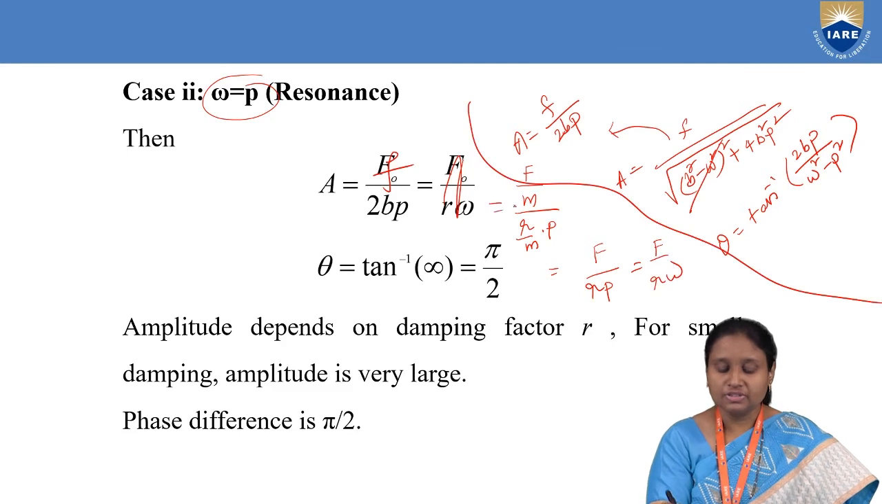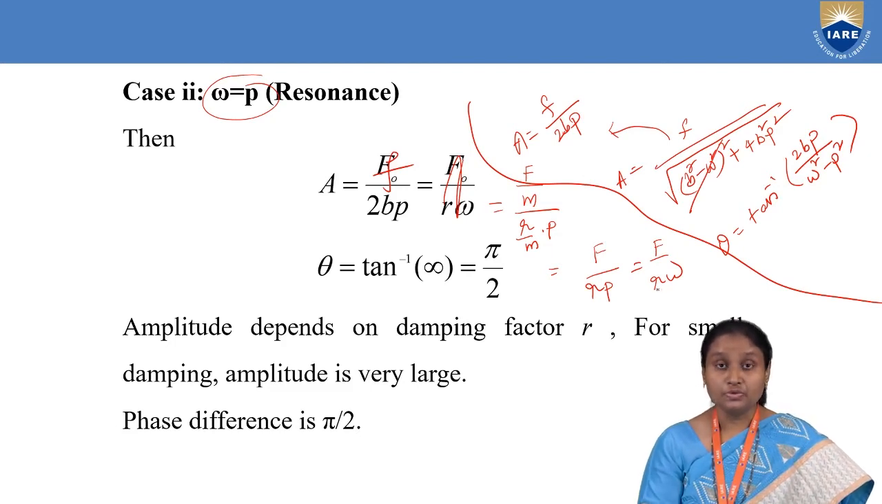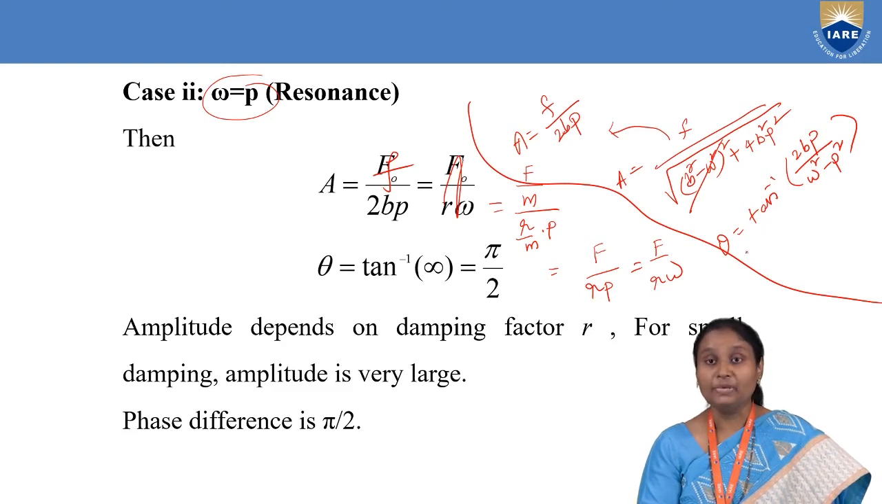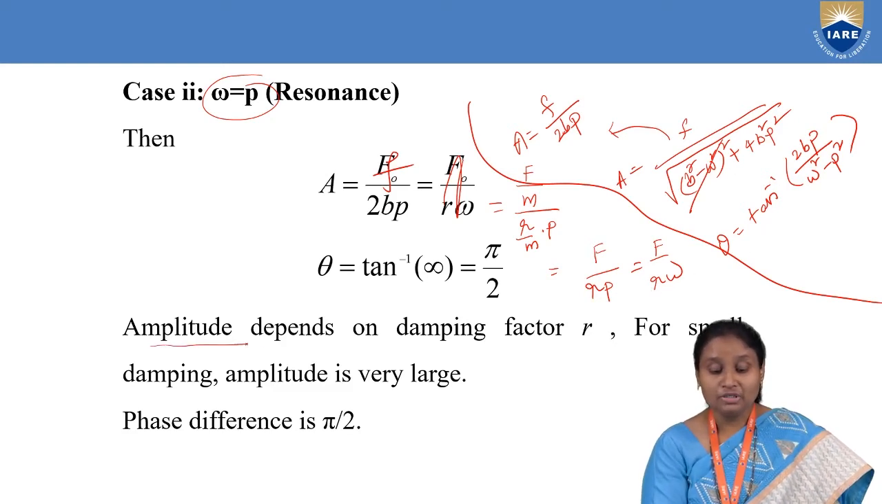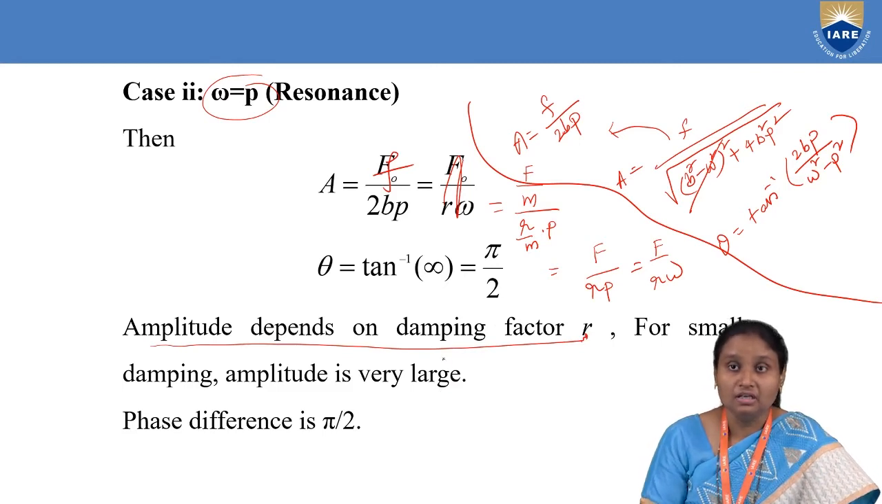So this is the expression we are getting for amplitude. Now what conclusion can we take from this? Amplitude of vibration is inversely proportional to factor r. What is factor r? It is the damping factor. So your amplitude depends on the damping factor r. Because they are inversely proportional, if your damping is small, then the amplitude will be very large.